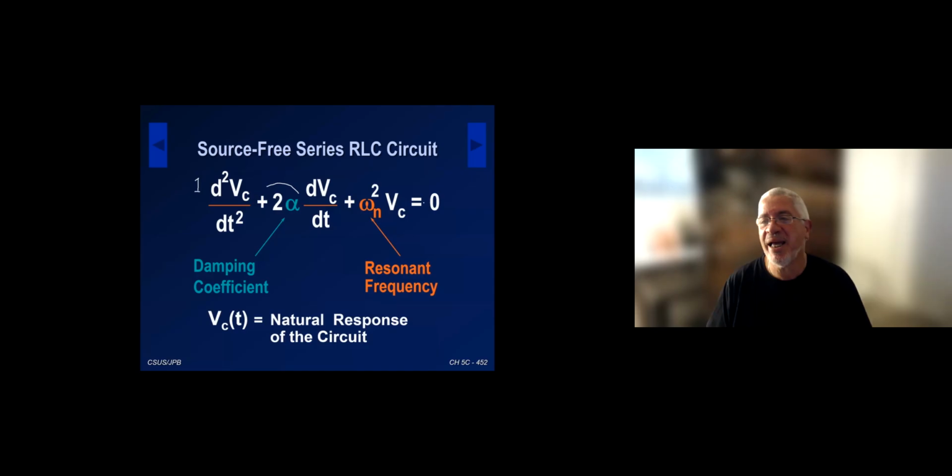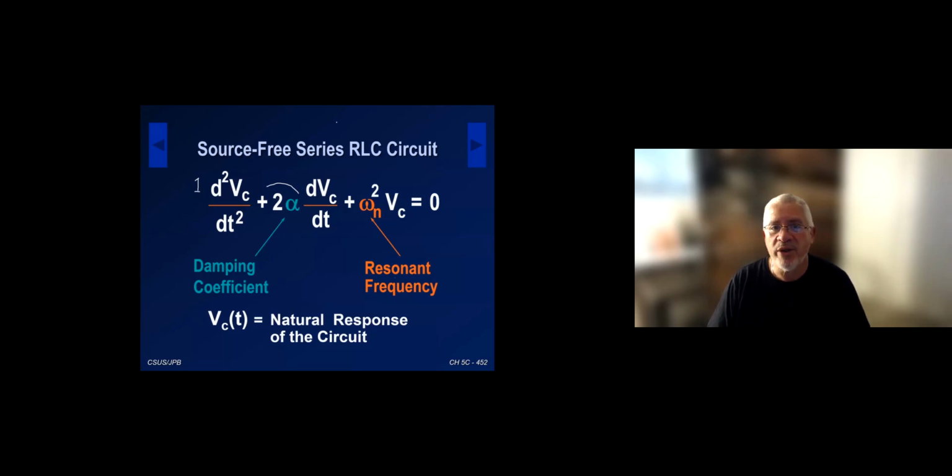Again, we're looking at a homogeneous differential equation. So the response, we can call it the natural response. In your differential equation course, you call it the complementary response. In electrical engineering, we call it the natural response of the circuit. Natural means without any external source. That's what we call it. So again, you are going to be asked to identify the damping coefficient alpha and the resonance/natural frequency.